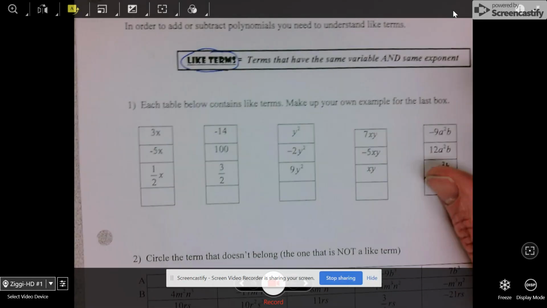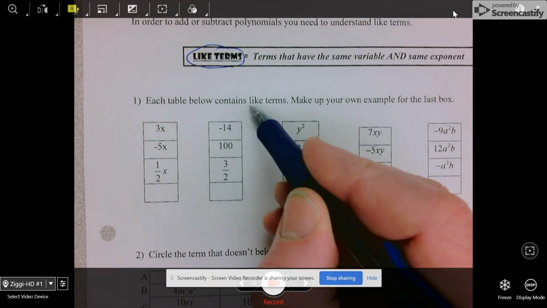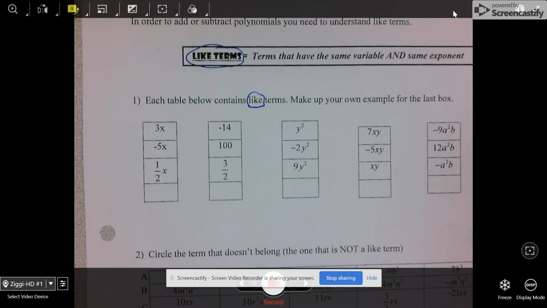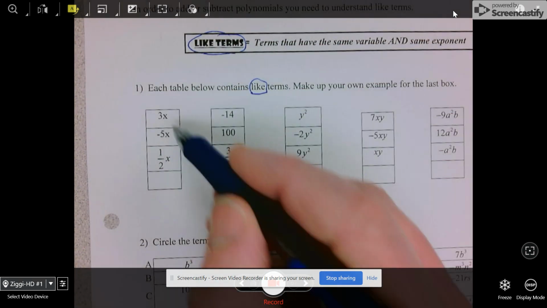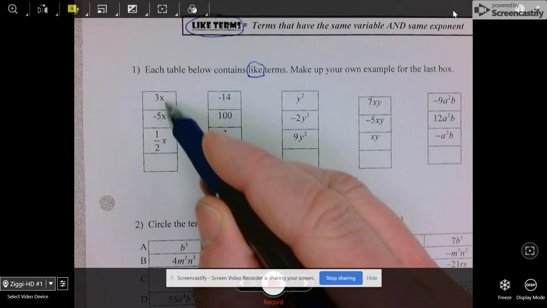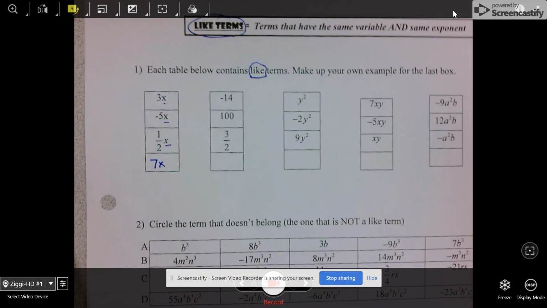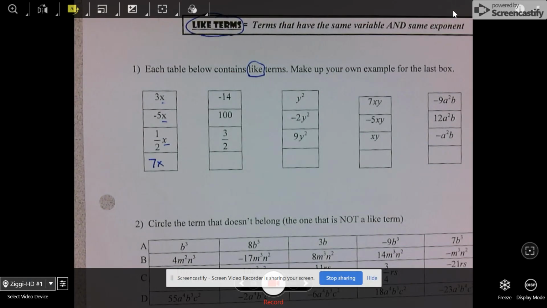Okay, so there's a few examples here. And so it says each table below contains like terms. Make up your own example for the last box. So the terms here are all x. So we have an x, an x, an x. You could do anything, 7x, negative 5x, 3x, any fraction, any of that would work.